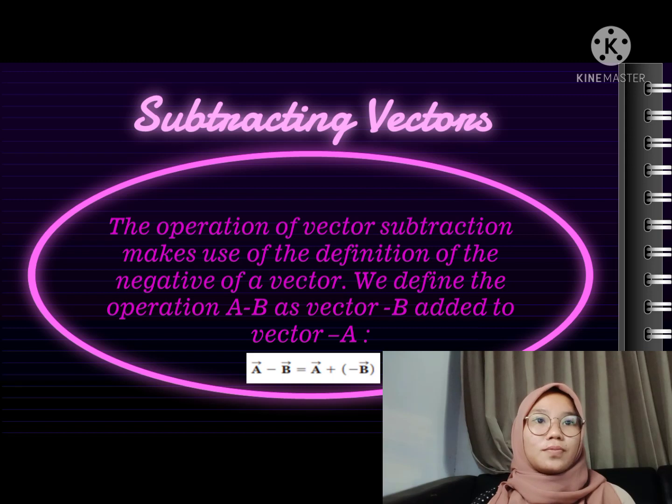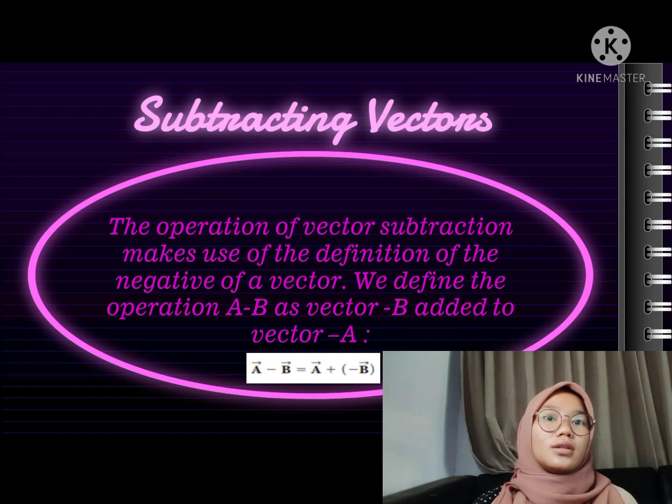Next, material subtraction of vectors. The operation of vector subtraction makes use of the definition of the negative of a vector. We define the operation A minus B as vector minus B added to vector A, so vector A minus vector B equals vector A plus (minus vector B).